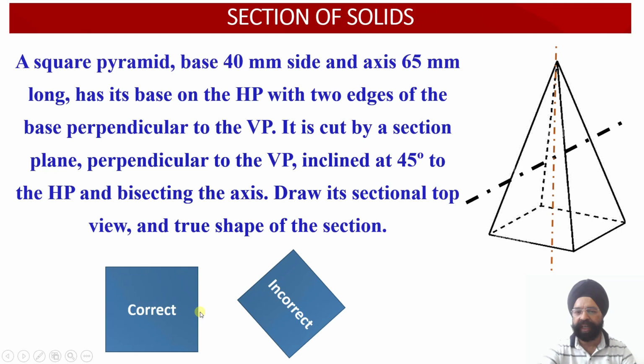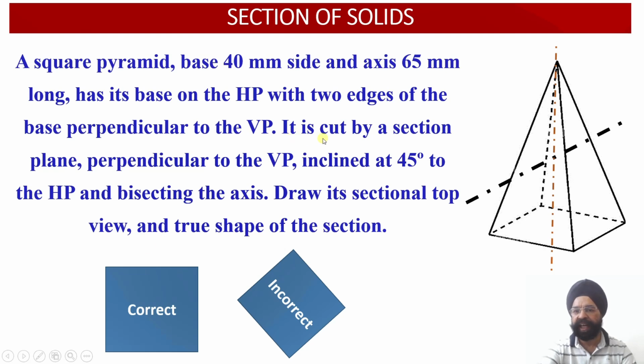So let us see in which orientation we have to draw it. This top view will be drawn below the XY reference line, and it has two edges of the base perpendicular to the vertical plane. You can see in this view, none of the edges are perpendicular to the vertical plane. But if we draw this view over here below the XY reference line, two of the edges of this square pyramid will be lying perpendicular to the vertical plane.